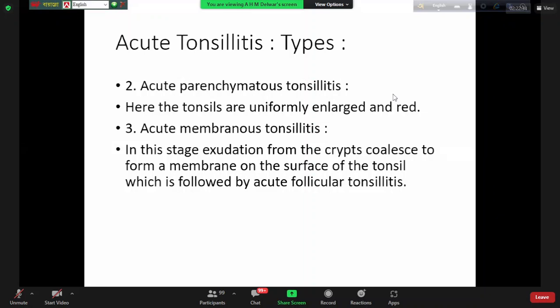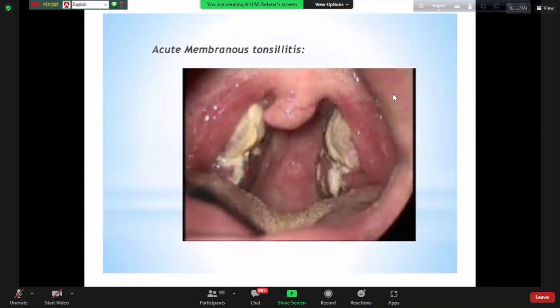And it is important, between Faucial diphtheria and acute membranous tonsillitis, how can you differentiate? We have discussed it in this lecture, and there is another slide that I described. Okay, this is acute membranous tonsillitis. You see, the whole tonsil is covered with whitish membrane.